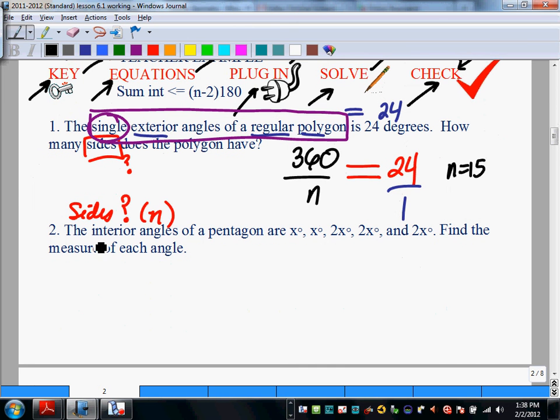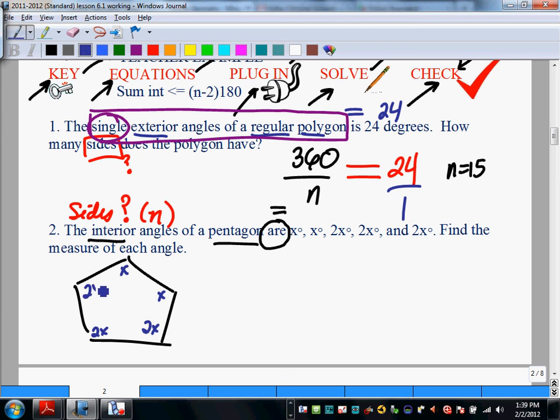It says the interior, that's a buzzword, angles of a pentagon. We have X, 2X, 2X, and 2X. It's a pentagon, so we're going to draw a pentagon. One of them is X, the other one's X, 2X, 2X, and 2X. Are we dealing with interior or exterior? Interior.